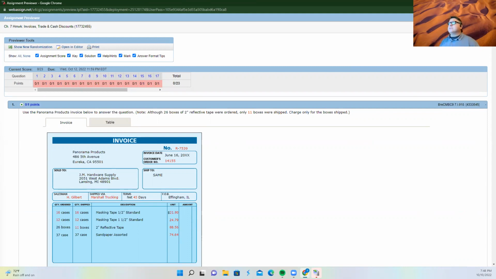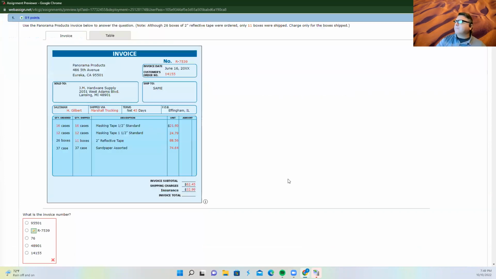So, all right. This is invoices, trade and cash discounts. I'm not going to spend any time on finding information on the invoices because invoices are all similar, but they're all slightly different. Where they put the salesman or the address or the invoice number will be different from one company to another. So I'm not going to get into that.